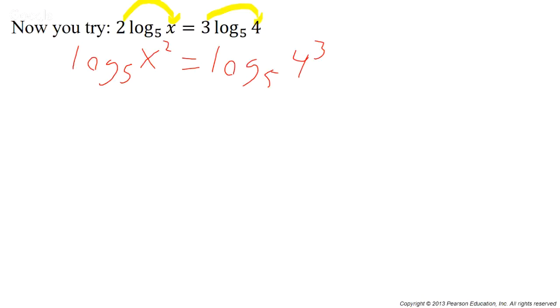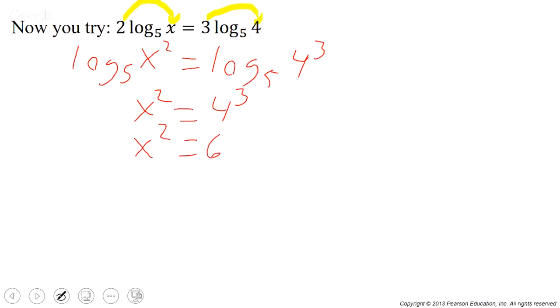Now I set what's inside equal to each other. So that gives me x squared equals 4 cubed. Well, 4 cubed is 64. So x squared equals 64. The square root of 64 is 8. So x equals 8. But remember, it also equals negative 8. So x equals plus or minus 8, and I got to check both of those to make sure they are real solutions.